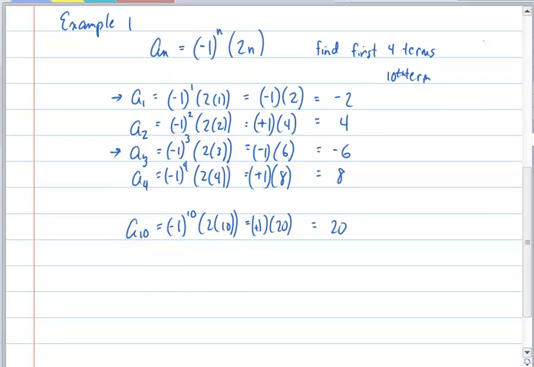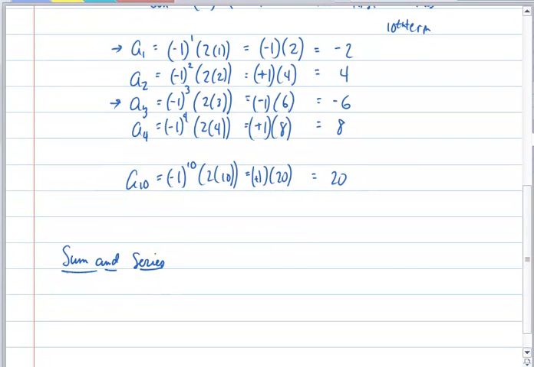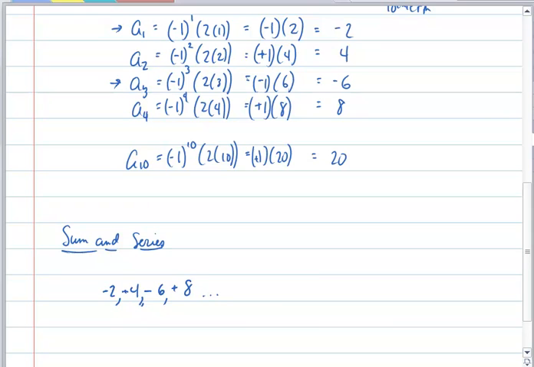The next thing we did in this lesson was we talked about what a sum and series were. So when we have the sequence terms, let's say -2, 4, -6, 8, dot dot dot, and they're separated by commas, we call this a sequence of numbers. But sometimes we'd like to know what the summation of those terms would be. So we would talk about finding the sum of the sequence, or sometimes we call this finding the series.